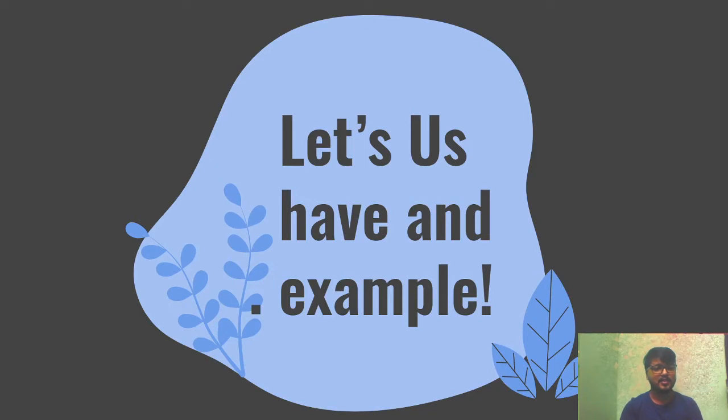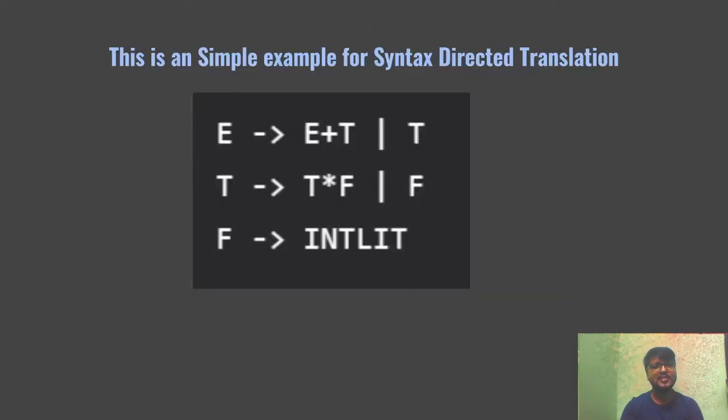Now, let us have an example. This is a simple example for syntax directed translation. This is a grammar to semantically validate an expression having additions and multiplications in it. Now, to carry out the semantic analysis, we will augment syntax directed translation rules to the grammar in order to pass some information up the parse tree and check for semantic errors, if any. In this example, we will focus on evaluation of the given expression as we don't have any semantic expression to check in this basic example.